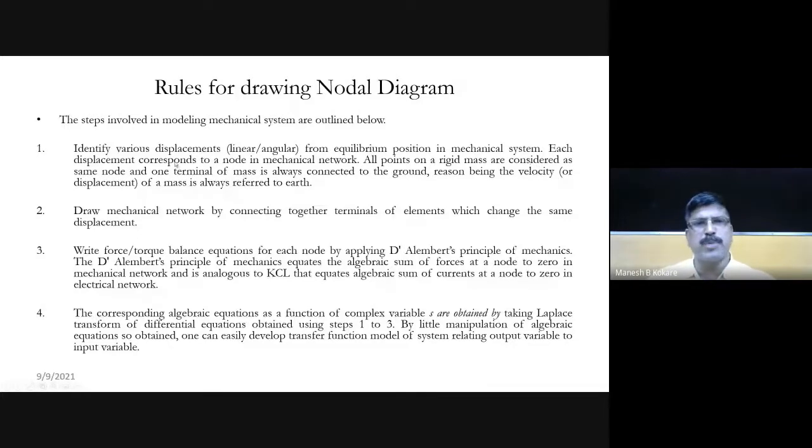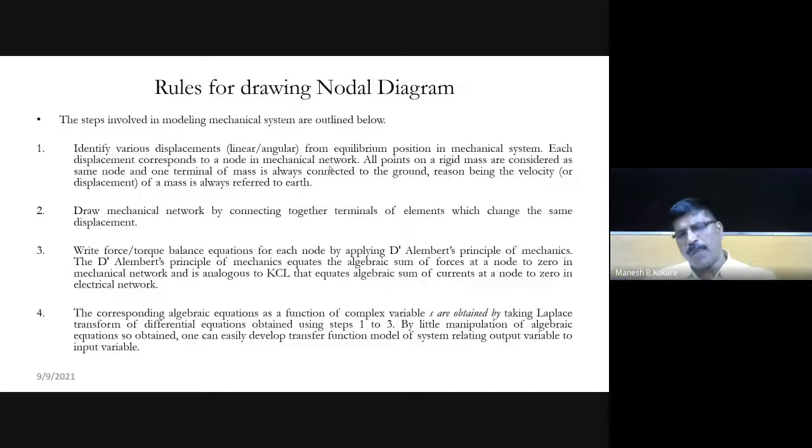So each displacement point corresponds to a node in a mechanical network. You might have seen in electronics or electrical circuits a nodal circuit diagram where, for example, a resistance, an inductor, and a capacitor are connected together, which forms a junction, and that junction is nothing but the node.